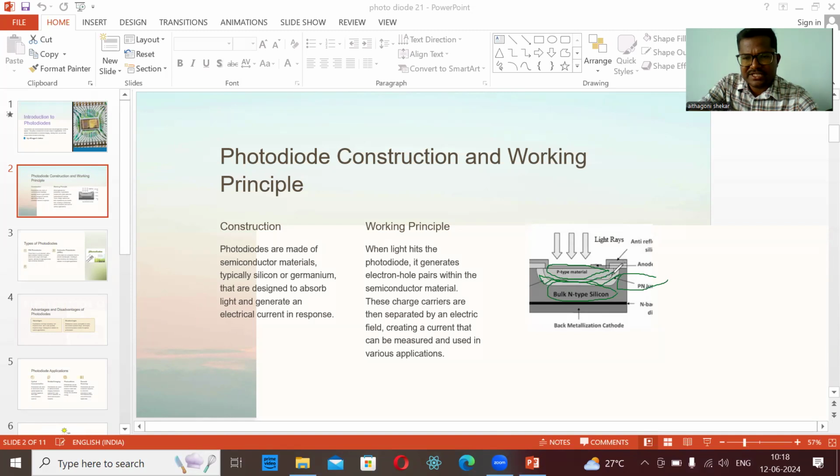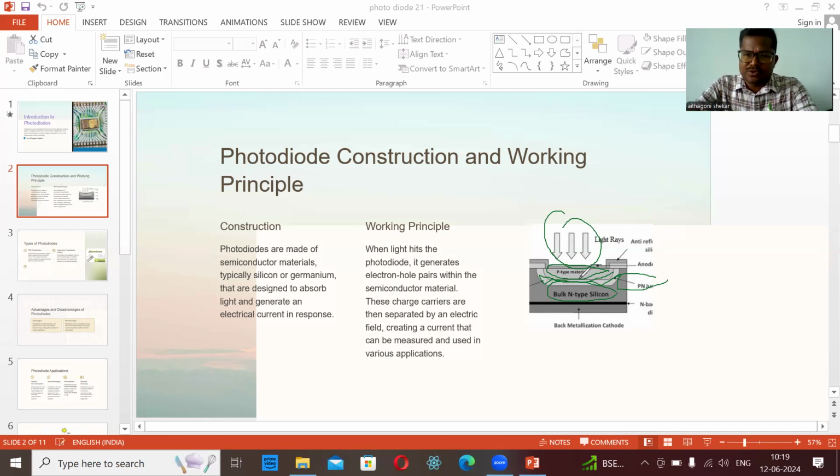The junction has a number of electron hole pairs bonded together. When light hits the photodiode, it penetrates the P-type semiconductor, because the P-type is a very thin layer. The light hits the PN junction, and the electron hole bonding is broken by photon energy. Electrons and holes are separated, so a pair is created.